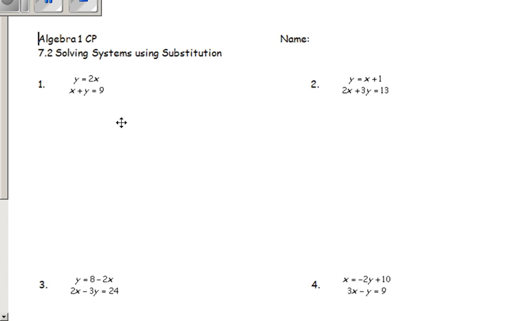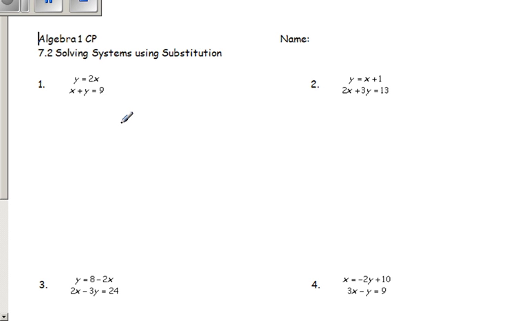Okay, so back to some more Chapter 7 stuff here, where we're going to be solving systems using substitution. Substitution you only typically want to use when you have a letter by itself. So the first thing you should be looking for is, in any equation, do I have x or y by itself? So for example, in number 1, the first equation you see is y equals 2x.